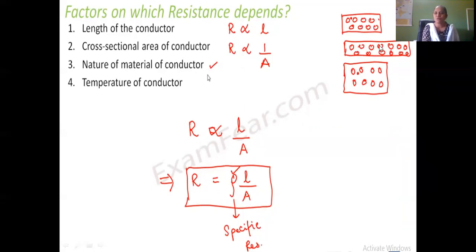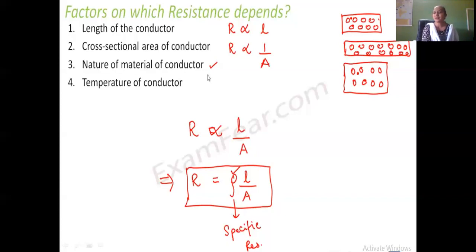1, 2, 3, 4, 5, 6, 7, 8, 9, 10, 11, 12, 13. So the number of atoms is more here. So what is happening? The resistance is more. If length is more, resistance is also more. So have you clarified the length of the conductor? Resistance is directly proportional to length, because as length increases, resistance also increases. Okay. Move to the next one.